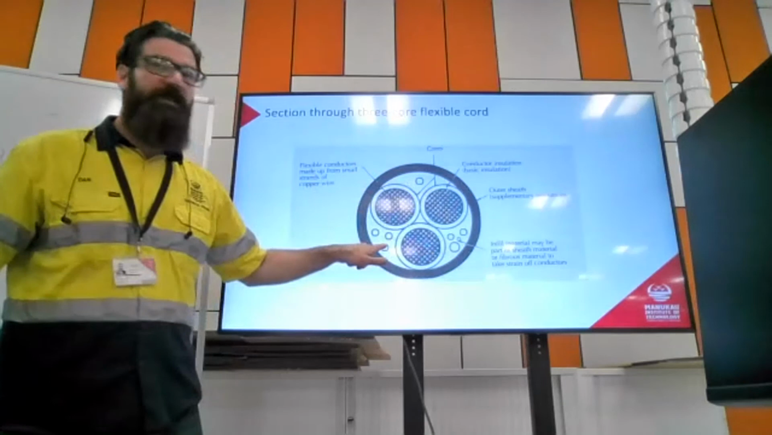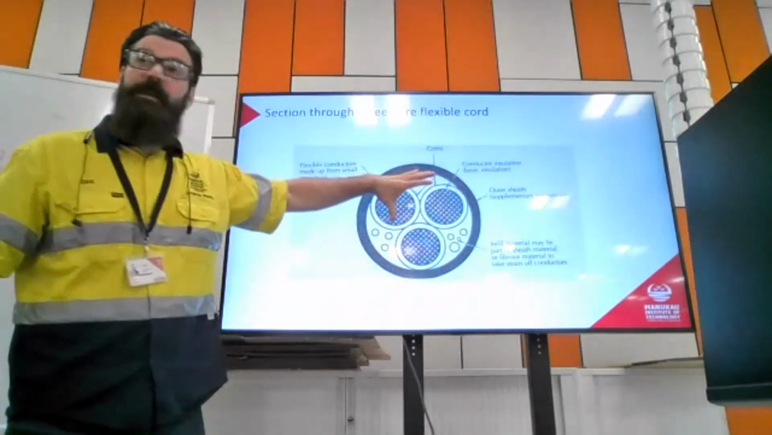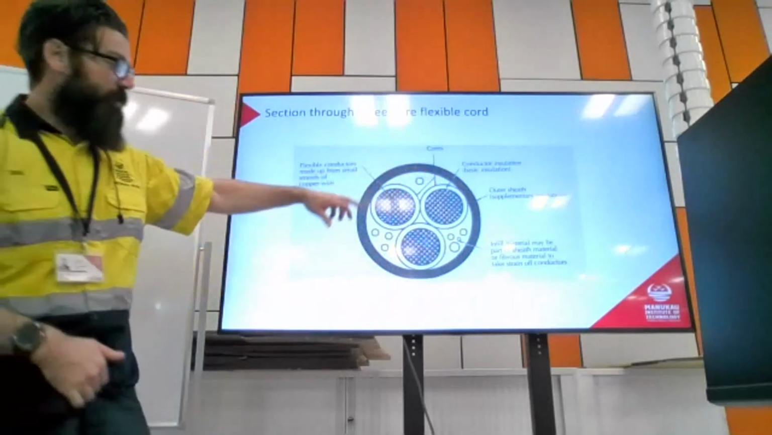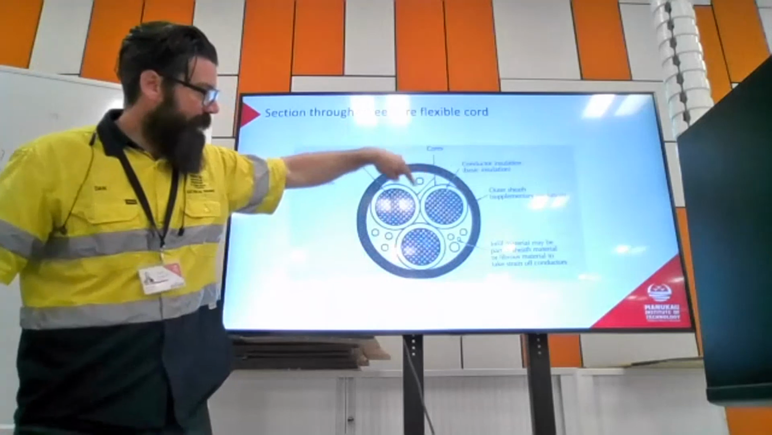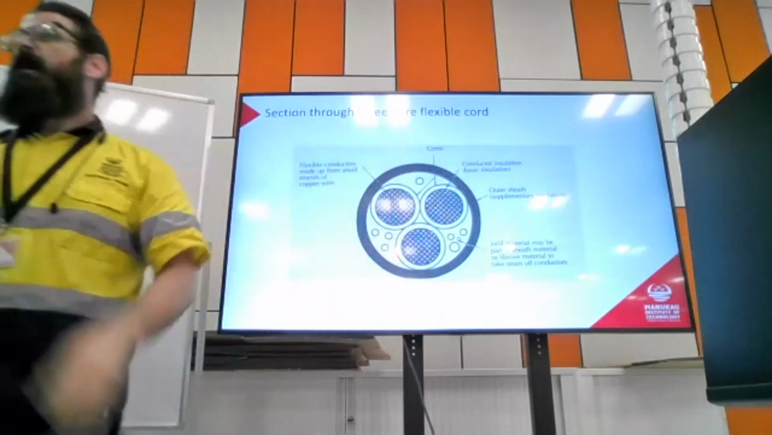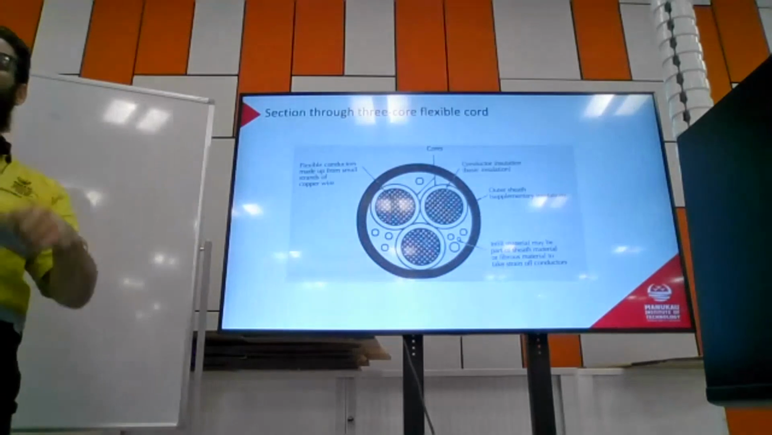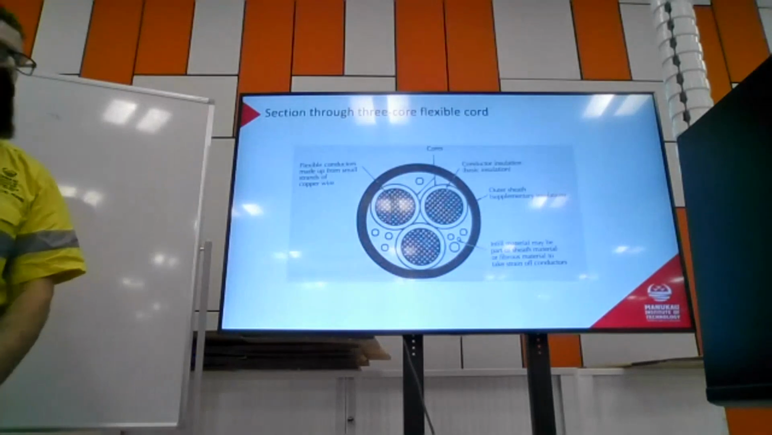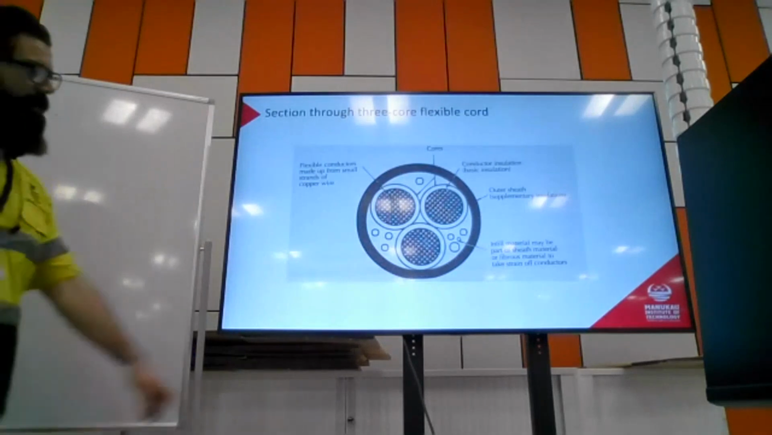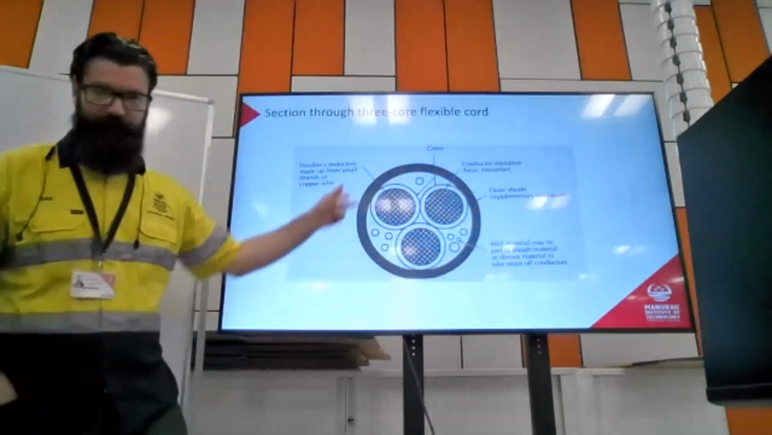We may have some filling materials. That's just to maintain the shape of the cable, right? If I push down on there without a filler material, it's just going to collapse. In most smaller cables, you won't see that. As they get bigger, you'll see it looks like string or rubber or something like that in there. And then this is our outer sheath here.